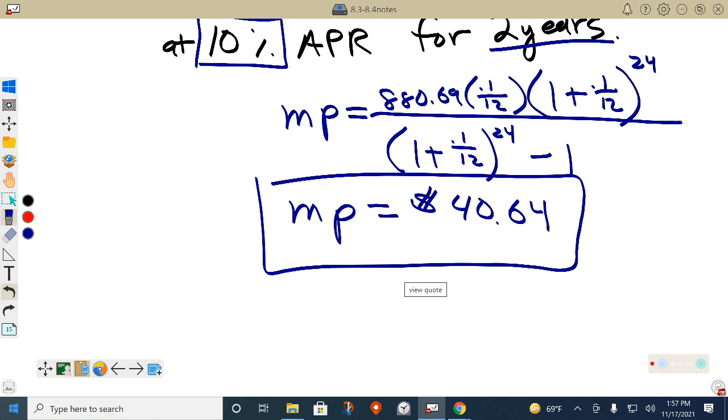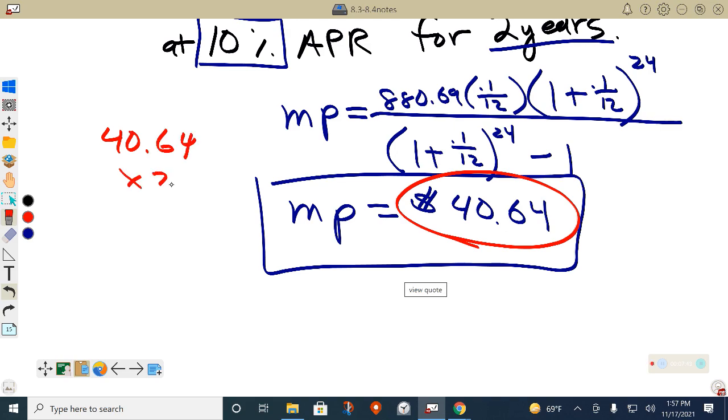Let's see how much T-Mobile's going to make off of Doug for lending him the $880.69. The amount of money they make off of Doug is called the finance charge. Let's see how much money they make off of him. Doug will pay this how many times before he pays it off? How many times is Doug going to pay $40.64? 24 times. Watch.